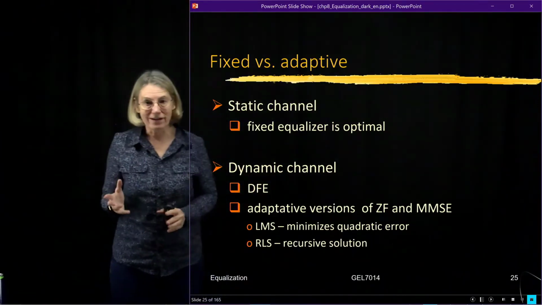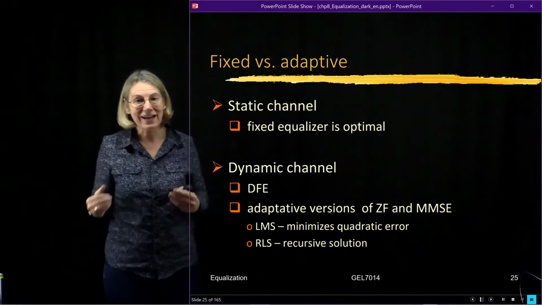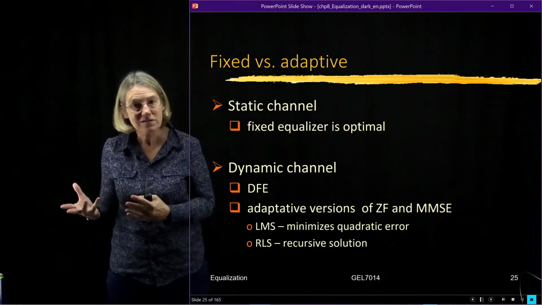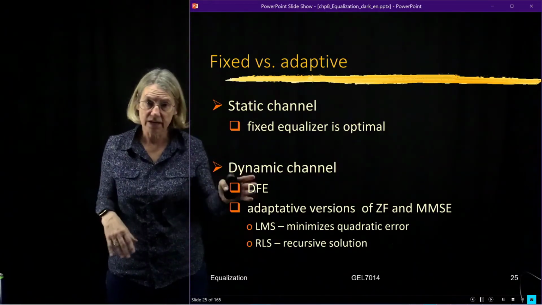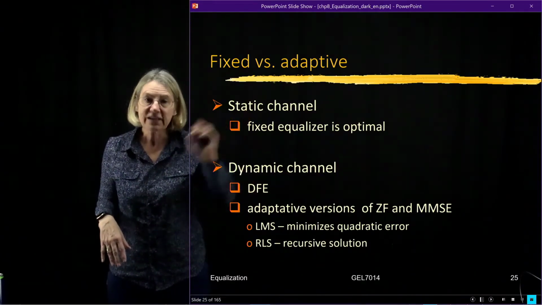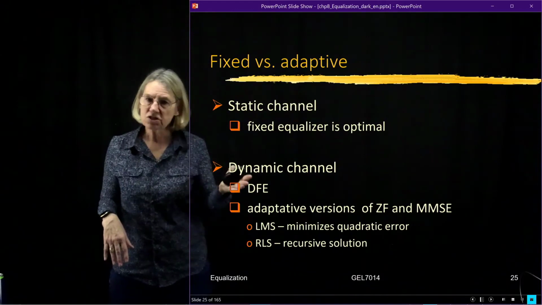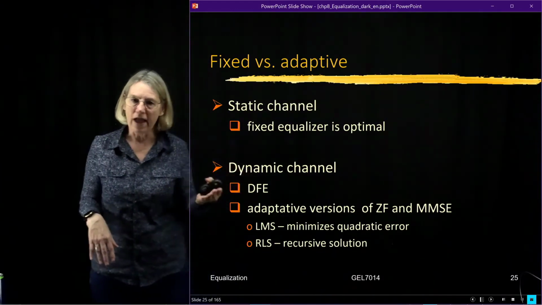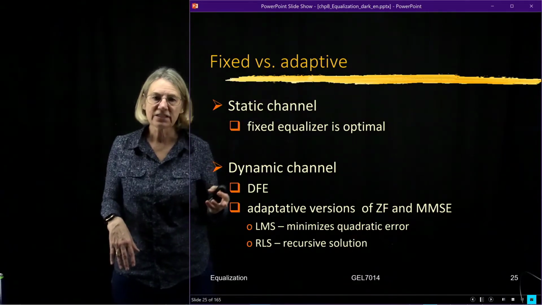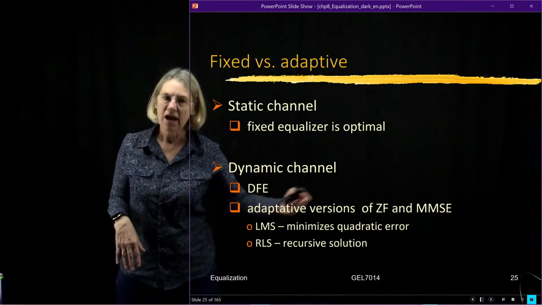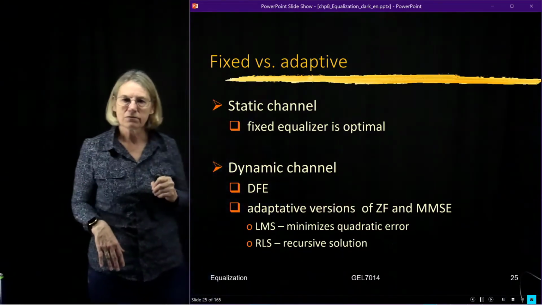With a dynamic channel, well, then I can't just estimate the channel once, design an equalizer and use it, because the channel is changing. So that's not a good approach with a fixed equalizer. So the decision feedback equalizer is one way I can deal with a dynamic channel. And another version is to actually just make adaptive versions of the linear filters.